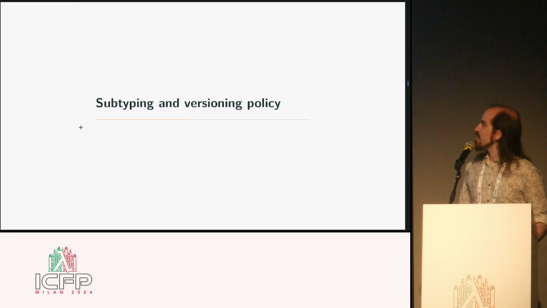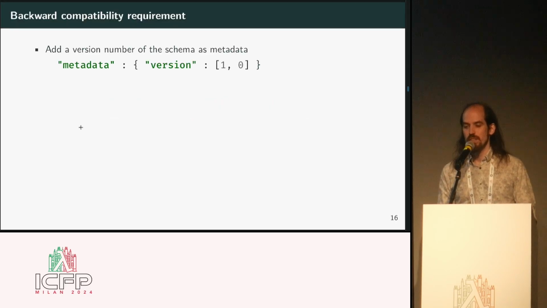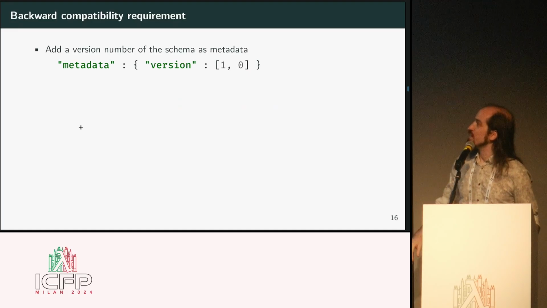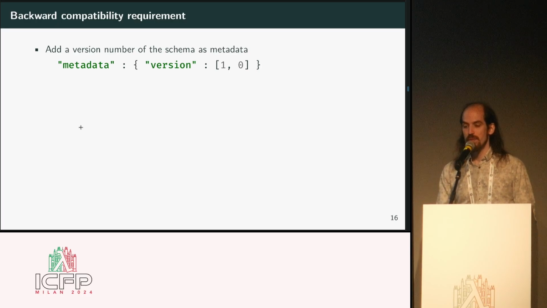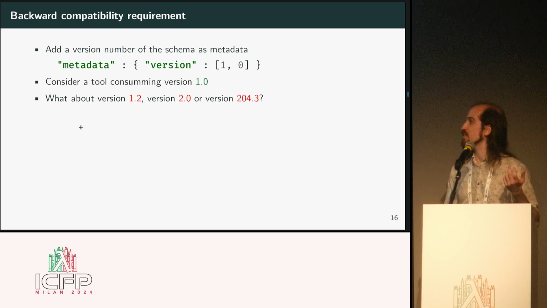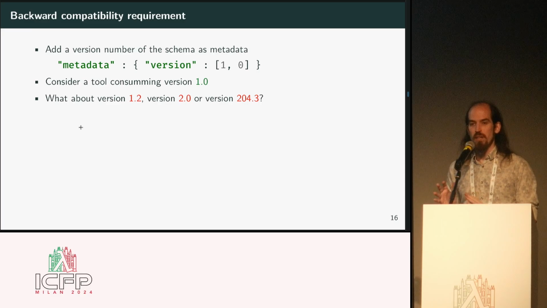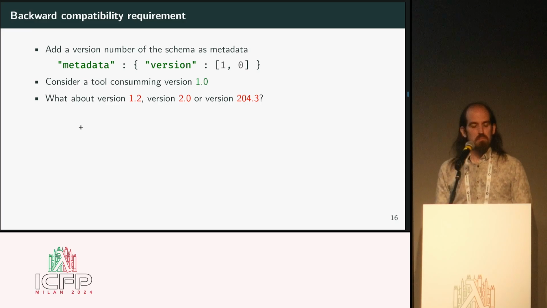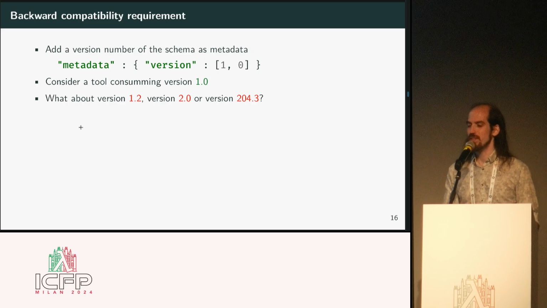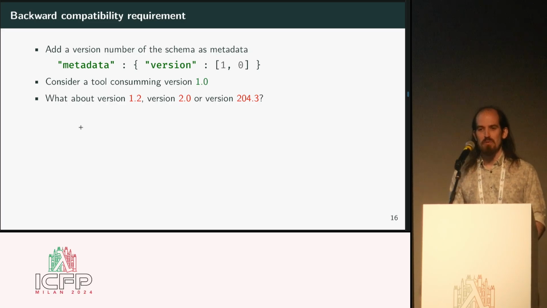So let's talk about subtyping and versioning policy. The first very easy bit of versioning is just to add the version field. Like this, if a tool reads the fact that the metadata is version 1, it can know that it is seeing a compiler diagnostic that it understands fully. Which is nice, which means that I can write a tool that reads version 1.0 of the compiler diagnostic. But then what about version 1.2 or version 2.0 or version 2.4.3?